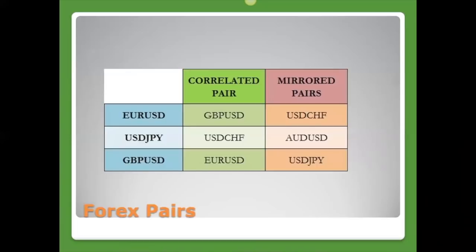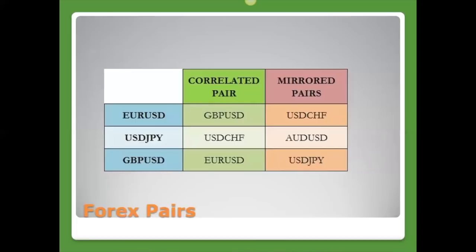And generally the mirrored pairs here will be dollar Swiss franc and dollar yen, which are also positively correlated. When we see dollar yen move in one direction, it's a good idea to check out dollar Swiss franc, because again, they will move together, because Japanese yen and Swiss franc are both safe haven currencies. So they tend to move in the same direction.